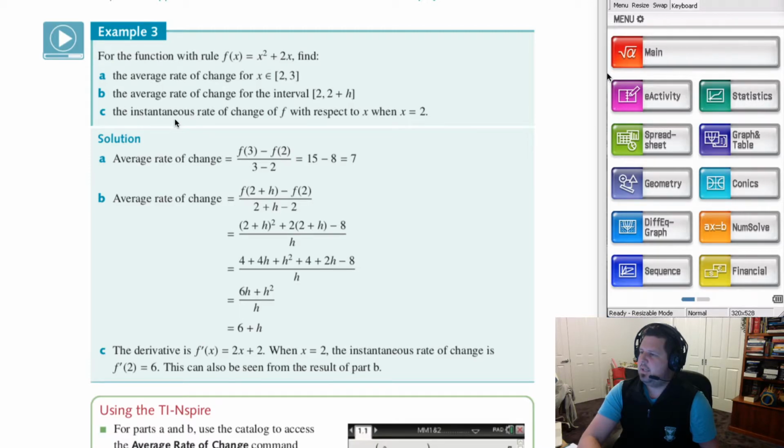Next one, it says the instantaneous rate of change of f with respect to x when x equals 2. So what we need to do is find the derivative of f. So finding f dash x, we are differentiating this here, we get 2x plus 2. We want to find out what's happening when x is equal to 2 at that particular point. So what we need to do is substitute x equals 2 into the derivative. So f dash 2, and we can work out that that is equal to 6. Perfect.